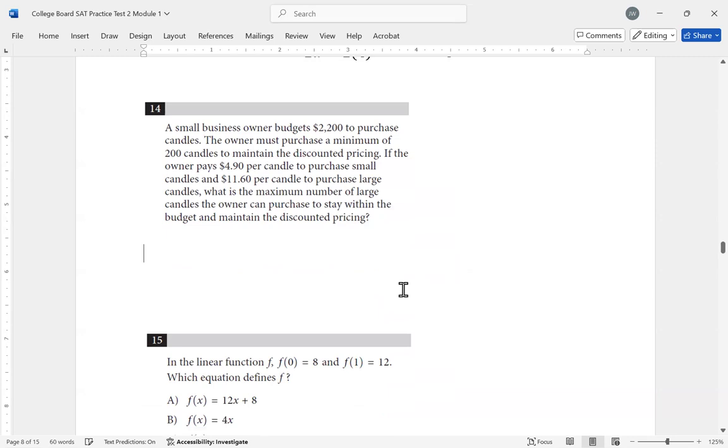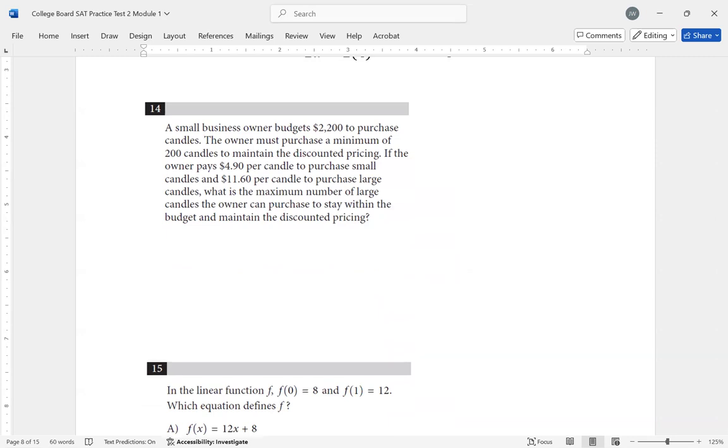All right, let's look at problem number 14. It says a small business owner budgets $2,200 to purchase candles. The owner must purchase a minimum of 200 candles to maintain the discounted pricing. If the owner pays $4.90 per candle to purchase small candles and $11.60 per candle to purchase large candles, what is the maximum number of large candles the owner can purchase to stay within the budget and maintain the discounted pricing? Now, this one is a little bit tricky.